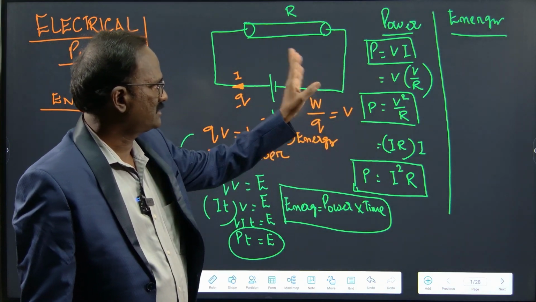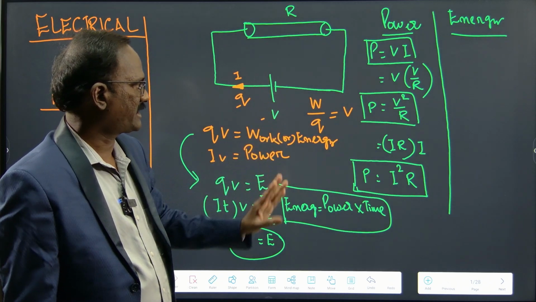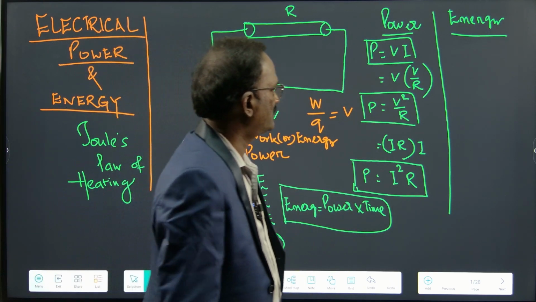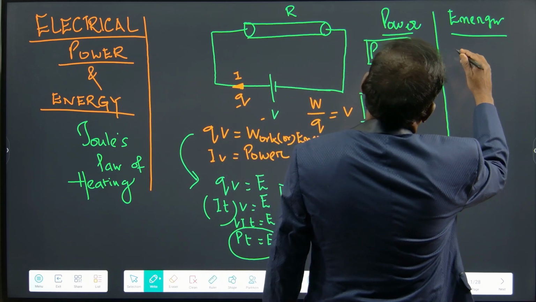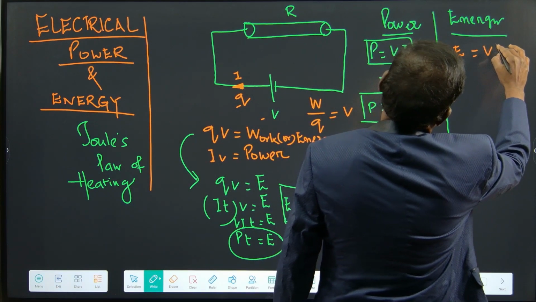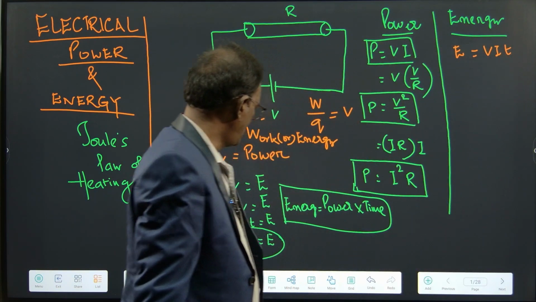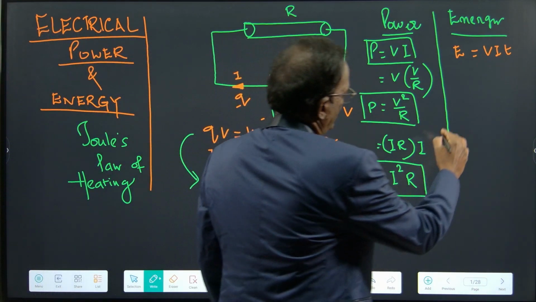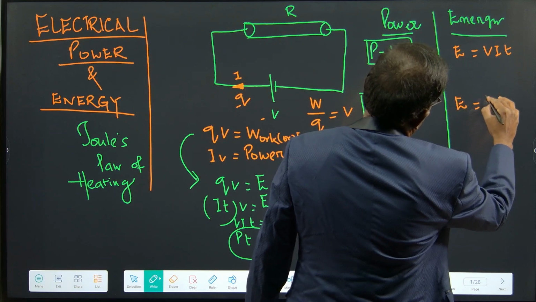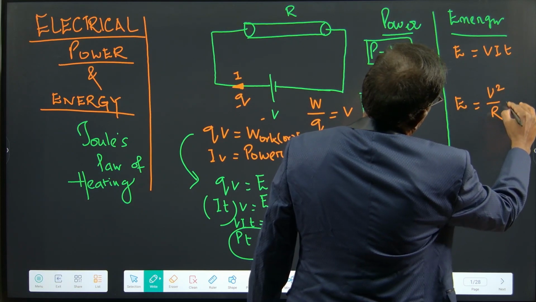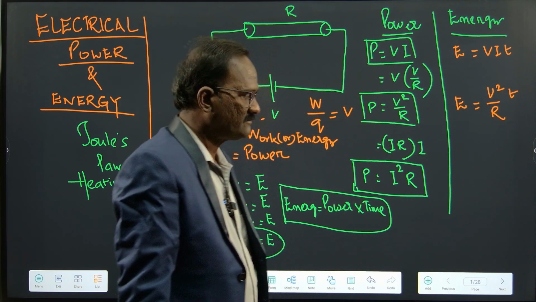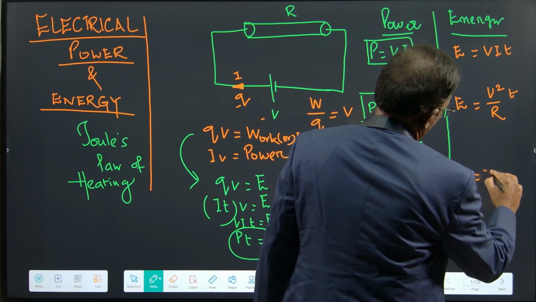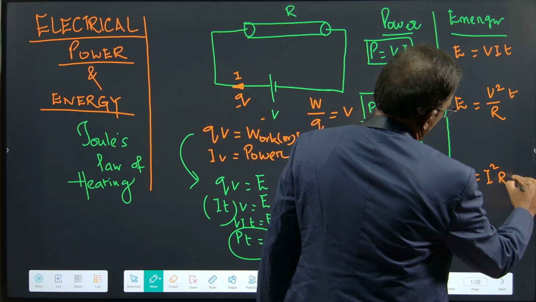So these formulas we have established for the calculation of power. If I multiply it with time, we will get energy. So here energy is equal to VIT. This is the first one. Then energy is equal to V square by R into T. Then third one, energy is equal to I square R into T.